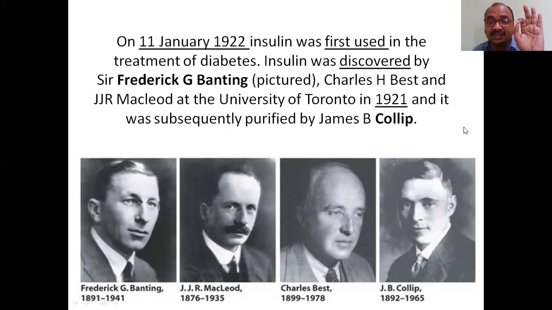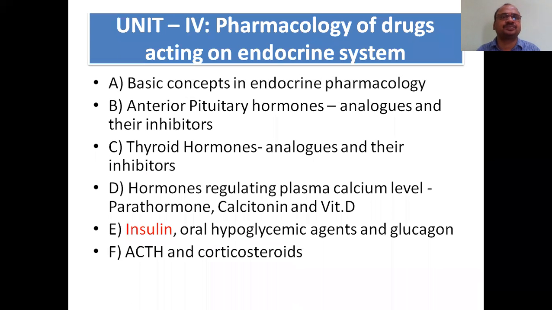Insulin was discovered in the year 1921. See my cursor. It was discovered in 1921, whereas it was first used, see the underlined point, in January 1922. That is a very, very important point. Best, Banting: 1921 discovered, first used in 1922. Next year they used it. 21 discovery, 22 use, like that. Best, Banting, these are the four persons, the gang, really. Hats off to them.